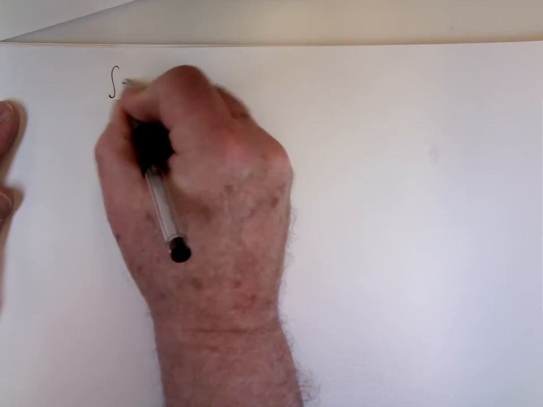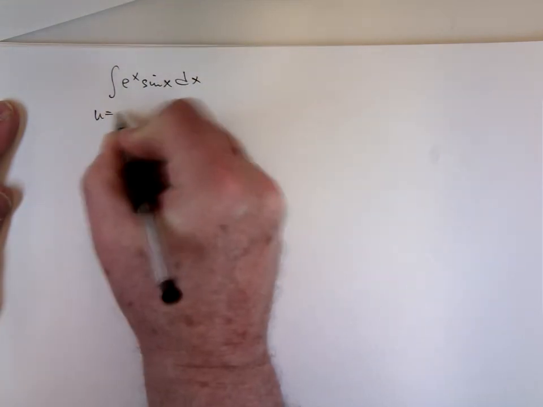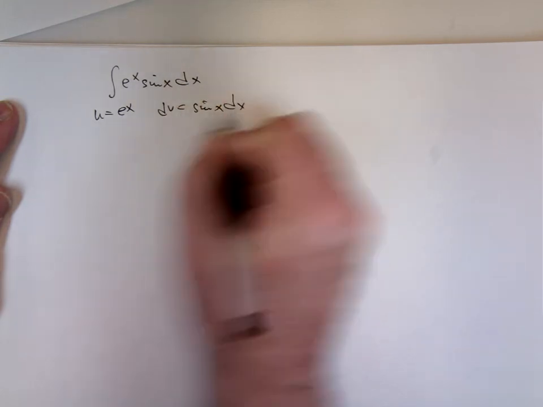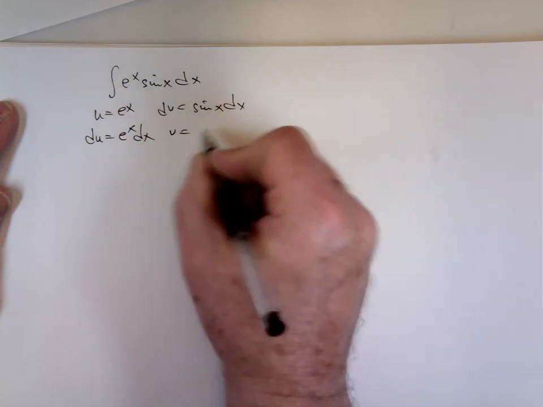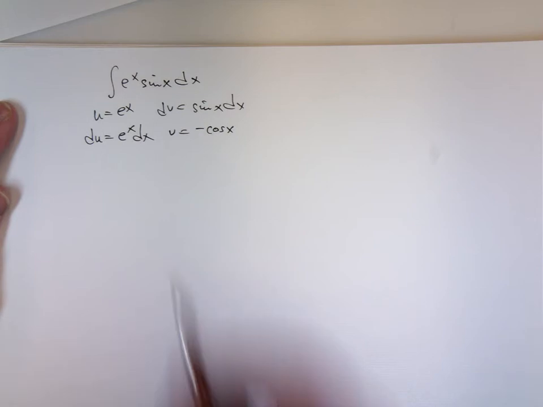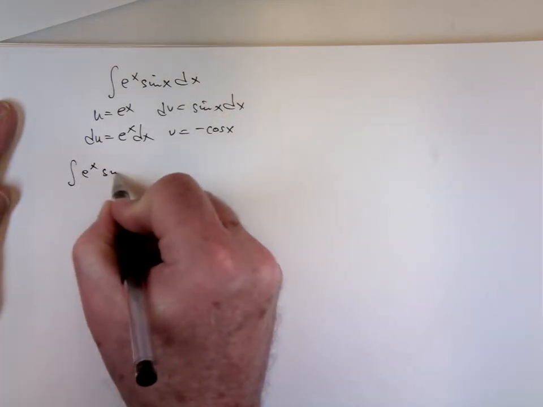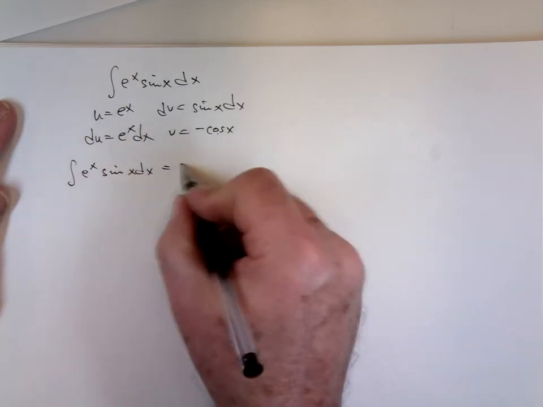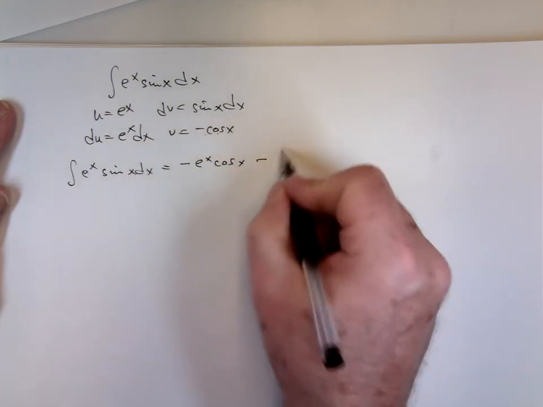So let's let u equal e to the x. The dv is the sine x dx. The du is e to the x dx. The v, the integral of sine, is a negative cosine. Okay. This integral then is equal to uv minus the integral of v du. Well, that's a minus, this is a minus, so that's going to be a plus.